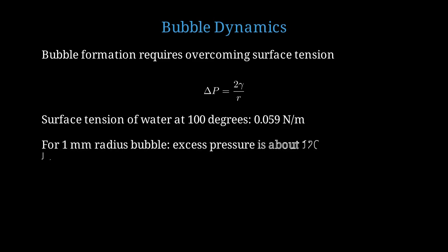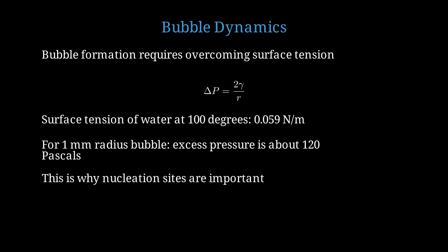For a 1 millimeter radius bubble, the excess pressure due to surface tension is 2 times 0.059 divided by 0.001, which equals about 120 pascals. This is why nucleation sites on the pot surface are important. They provide locations where bubbles can form more easily.